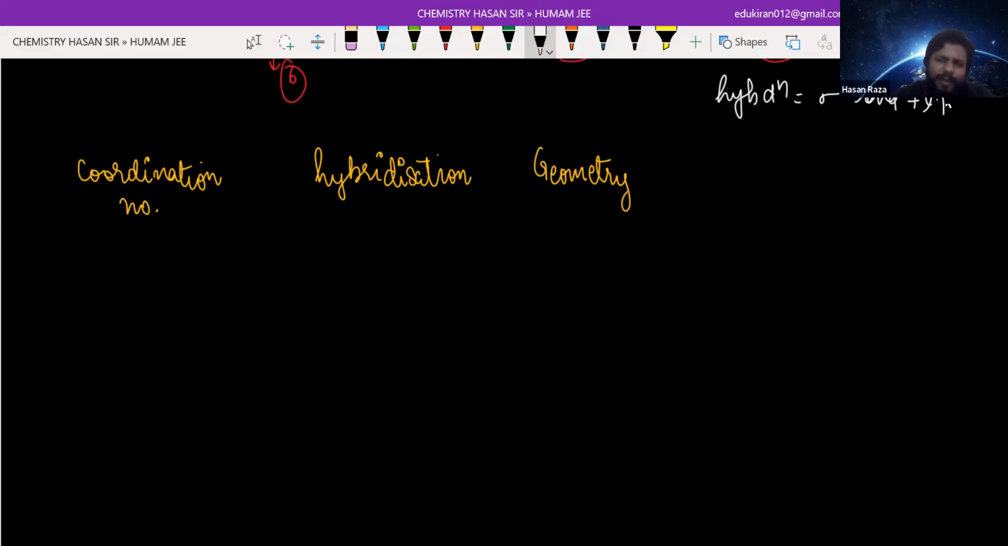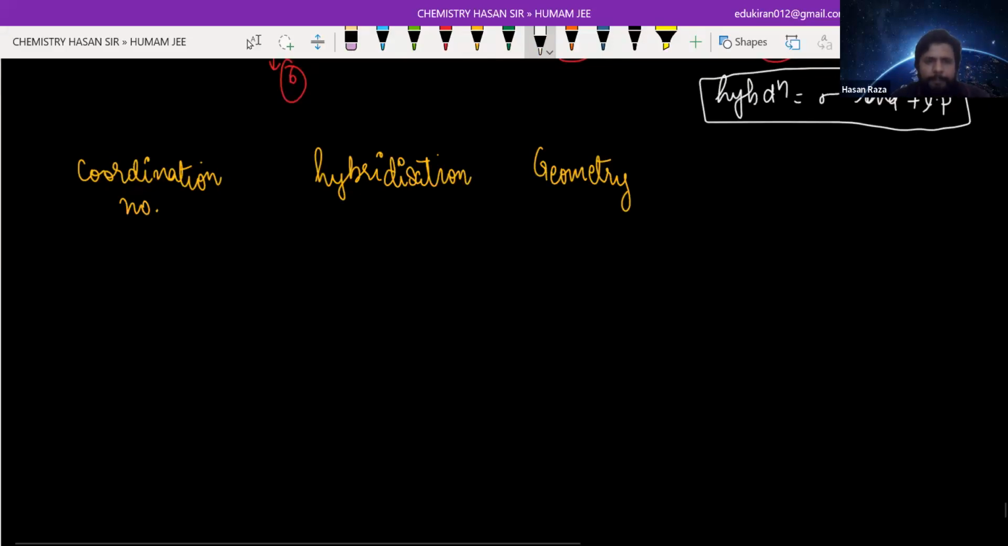But here the hybridization is very easy. You know why? Because all will be sigma bonds. In most cases, apart from carbonyl, which we will see later, sigma bonds will be formed because it is forming a coordinate bond. So if coordination number is 4, the hybridization can be sp3 and geometry is tetrahedral.